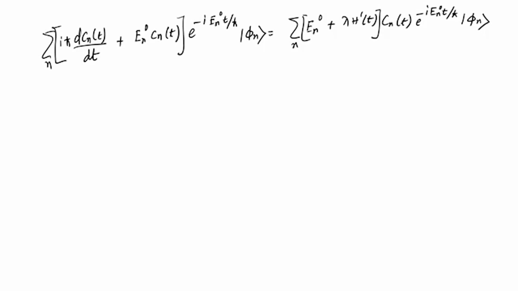Why E_m? Because you take an overlap with this bra phi_m, and when you do that, this <phi_m|phi_n> will give you a delta_mn, and then you have this exponential of minus i E_m^0 t by h cross, and that can cancel from both sides, giving you this equation.